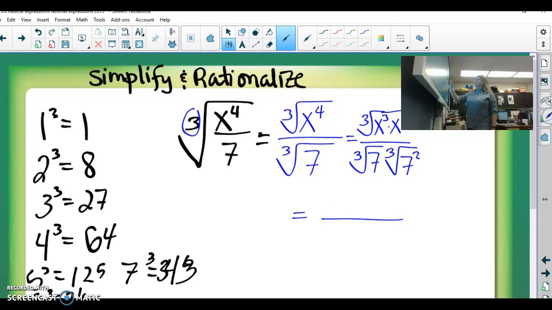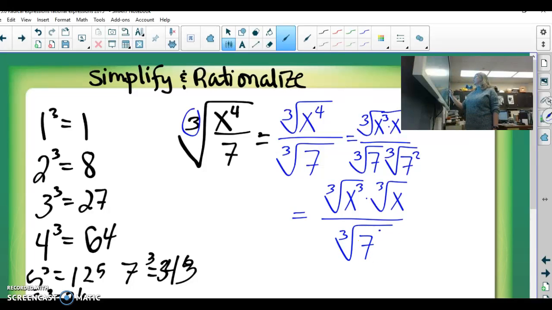The reason being, well, let's look at the top first. I can split the cube root of x cubed times x into the cube root of x cubed times the cube root of x. And then in the denominator, because I have 7 and 7 squared, I can rewrite that as a single, using the product property but in reverse, the cube root of 7 cubed.